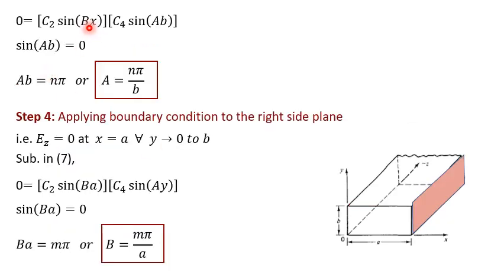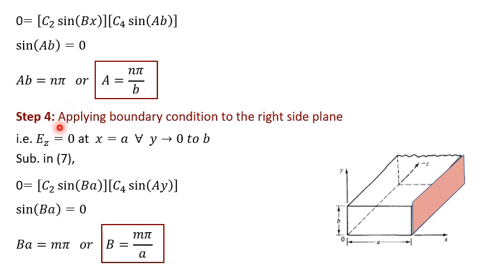Since x is ranging from 0 to a, this will not be 0, so you can say C4 sin Ab is equal to 0. Since sin Ab is equal to 0, it means Ab must be equal to n pi, or you can write A must be equal to n pi by b.